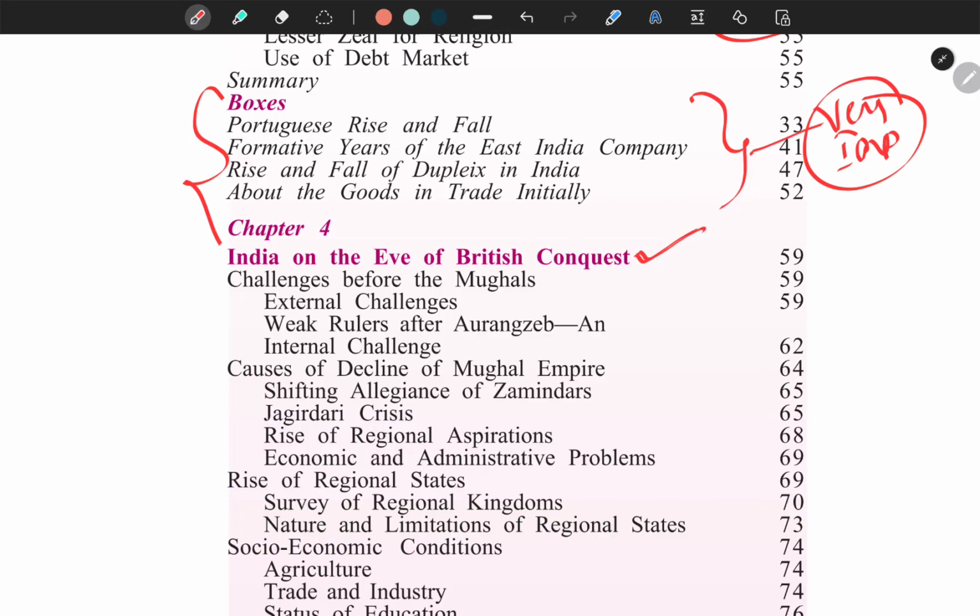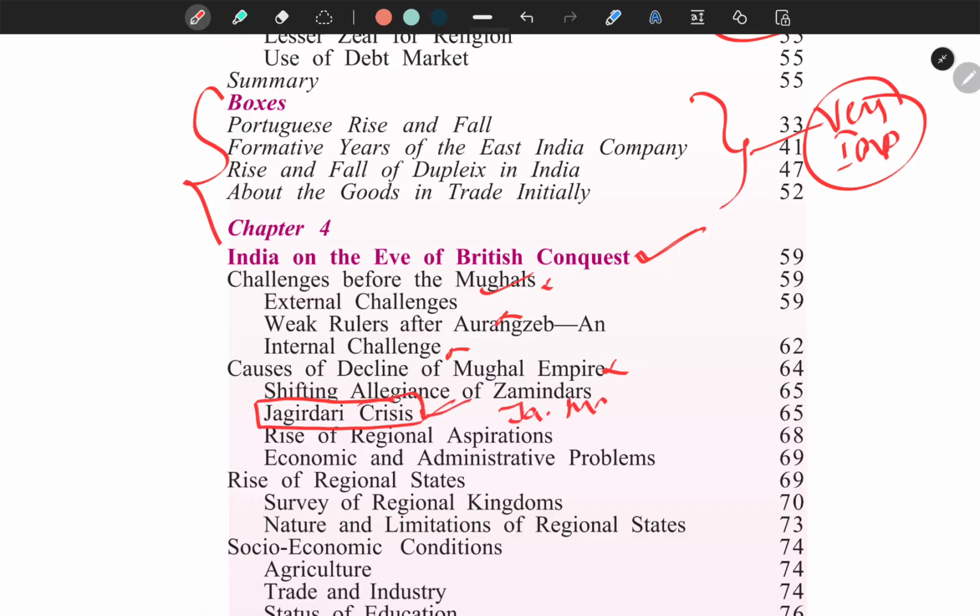India on the eve of British conquest. Challenges before the Mughals, not important, just have some good idea. External challenges, weak rulers, Aurangzeb. Internal challenges, no. Causes of decline of the Mughal Empire, this will never come to your examination, never and ever. Shifting of allegiance of Zamindars. Jagirdari crisis, yes, this is important. I am telling you again.